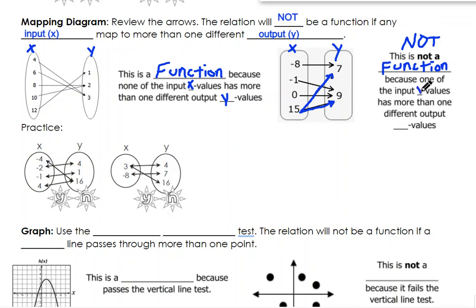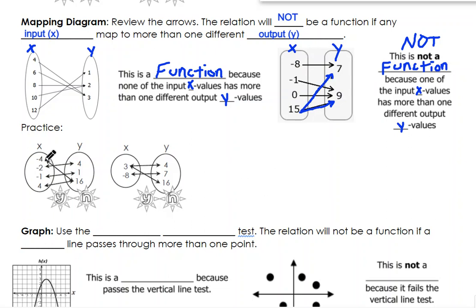That does not work. So our x values go to different y values. 15 can't be at 7's house and 9's house at the same time. It's not possible, right? So it's not working. It's not a function. So when you're looking at mapping, you just want one arrow coming from each of the x's.